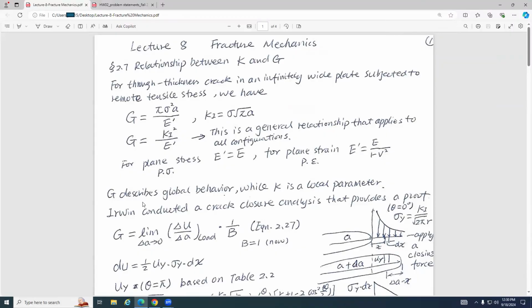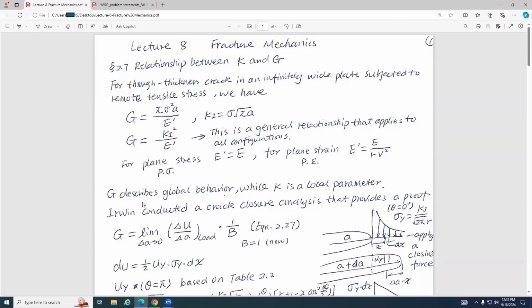Now first we talk about the relationship between the stress intensity factor and the energy release rate. For a through thickness crack, the most commonly used one, in an infinitely wide plate subject to remote tensile stress, we know that G is written this way: pi square sigma square a divided by E prime. So I put E prime here. Previously we used E.